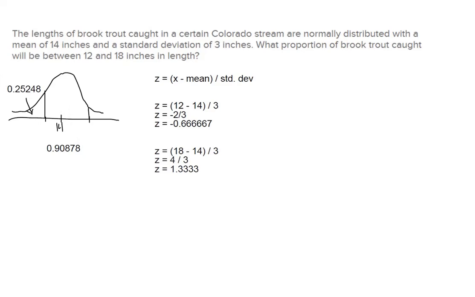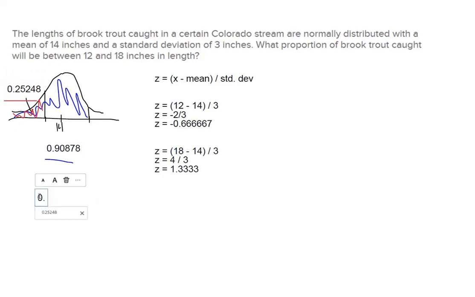Okay, so let me color code that actually. So this is the blue area. That's what the table just told us. And then this is the red area. So that's this over here. So to find the area in between, we just subtract those two.